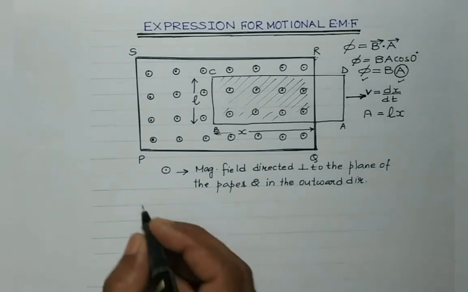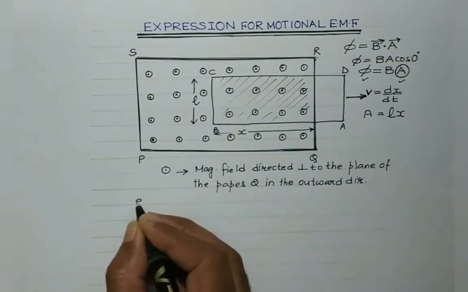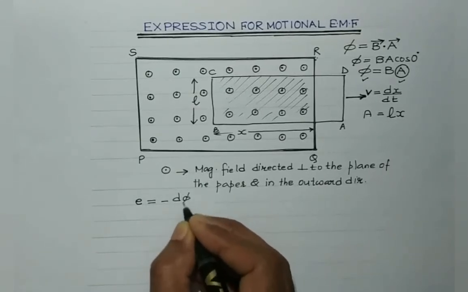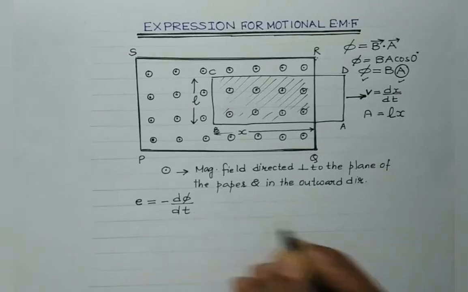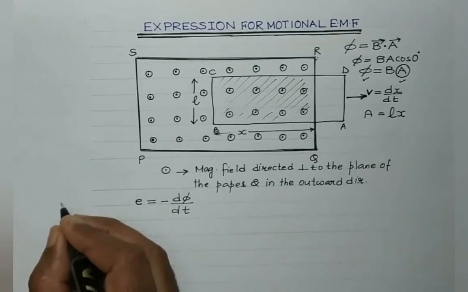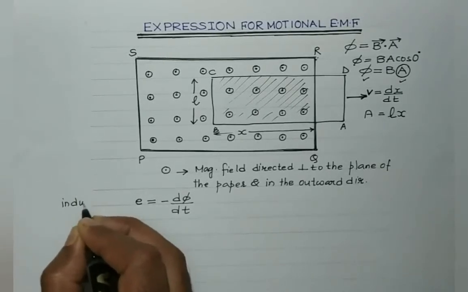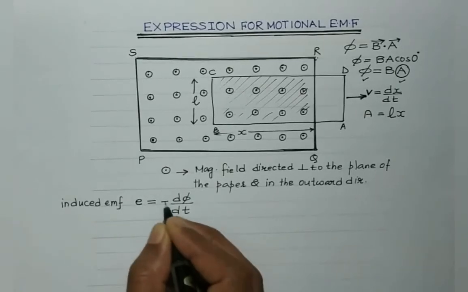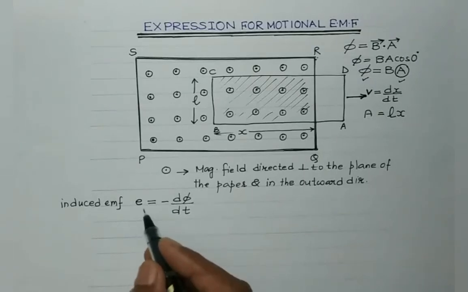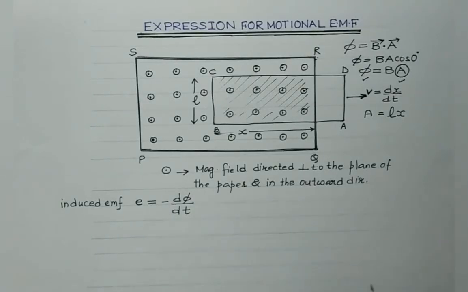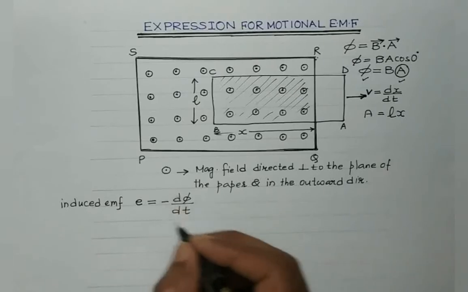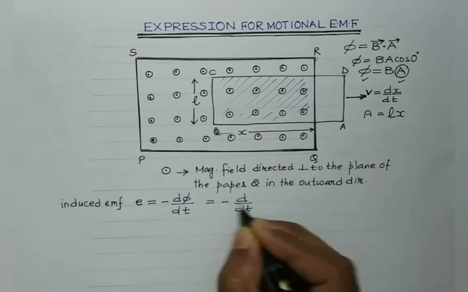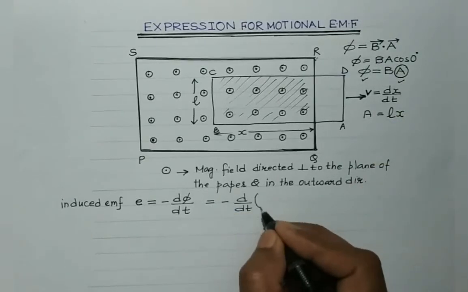Now we are aware E is given by minus d phi by dt. We all are aware of it. E stands for the induced EMF. This negative sign obviously suggests that the EMF so induced in the coil is of opposing nature as per Lenz's law, right? So let's try to evaluate it. Let's substitute the value of phi. Phi is BA.